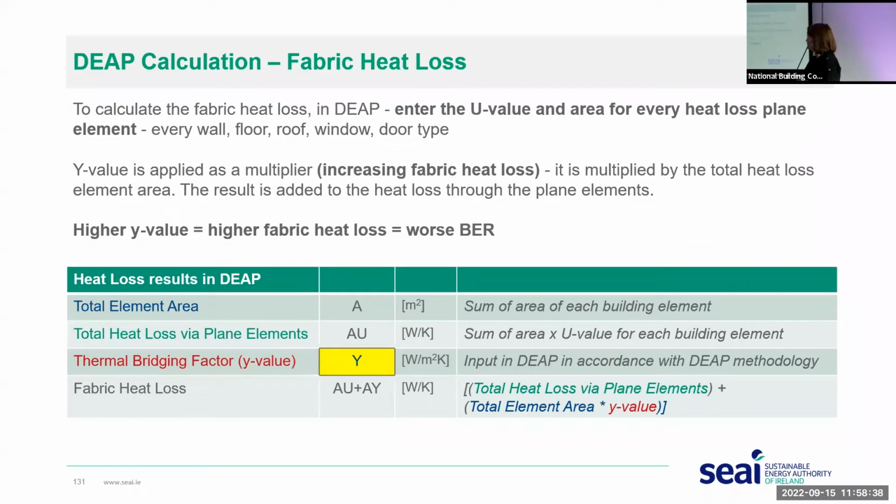So to calculate the fabric heat loss, you enter the U value and the area for each heat loss plane element. So that's for every wall, floor, roof, window, and door. The Y value is applied as a multiplier, so increasing the fabric heat loss, and it's multiplied by the total heat loss element area. So the result is then added to the heat loss through the plane elements. So the higher the Y value, the higher the fabric heat loss, the worse the BER.